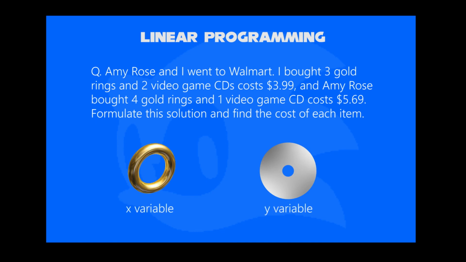You could do this in two ways. On solving them, each cost of gold ring will have $1.08 for x, and each cost of video game CD will have $1.37 for y. You can similarly go to other markets, or shopping malls, or restaurants to buy some foods.